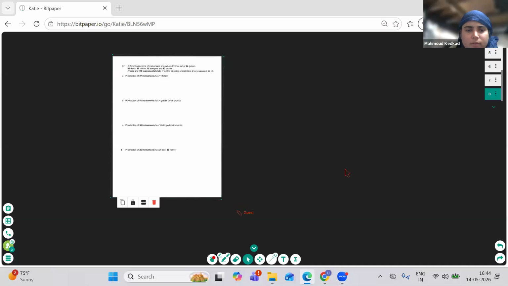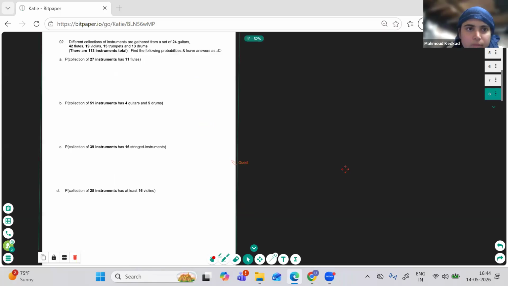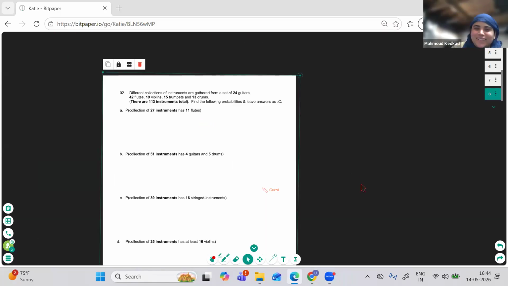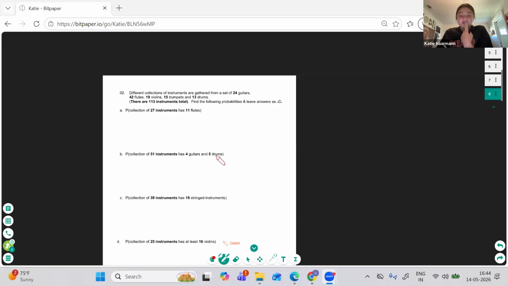Different collections of instruments from a set of 24 guitars, 42 flutes. You'll just see it here on my phone. It's just too small for me. I can't select the pen. Let me select the pen. There you go. Collection of instruments: 24 guitars, 42 flutes, 19 violins, trumpets, drums. Find the following probabilities and leave answers as nCr.